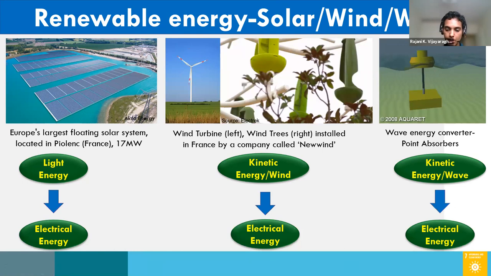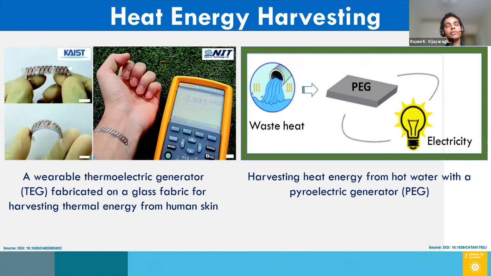Let's look at some examples here. It's very interesting that nearly 70% of all energy produced by humanity is wasted as heat. That means we have waste heat everywhere. Whenever we do any work or run any machine or engine, we produce heat. So there is a lot of waste heat available to harvest.